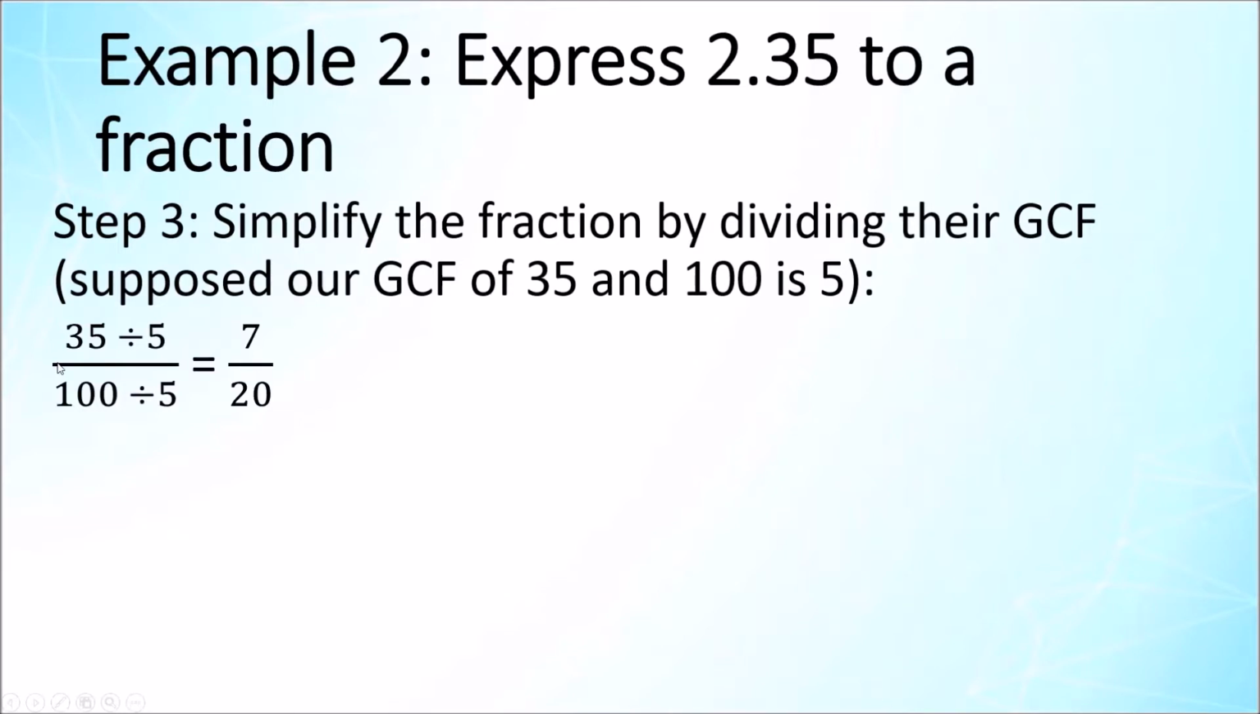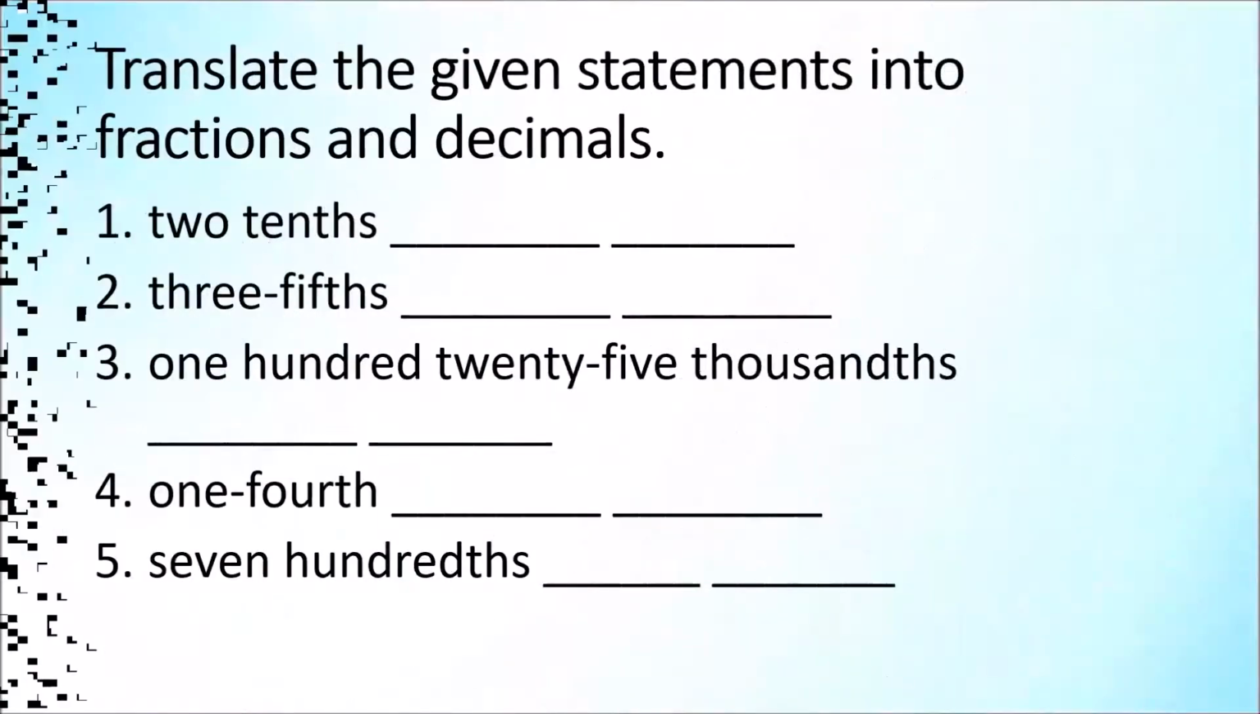So the GCF of 35 and 100 is 5. 35 divided by 5 is 7, and 100 divided by 5 is 20. So 7 over 20 is already in lowest terms, and this is now the value of 0.35 changed into a fraction. Therefore, we can conclude that 2.35 is equal to 2 as a whole number, and the fractional part is 7 over 20. So I hope it is clear how to change a decimal to a fraction.